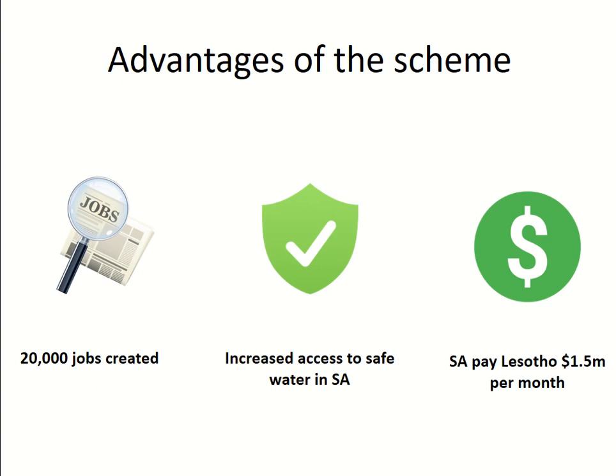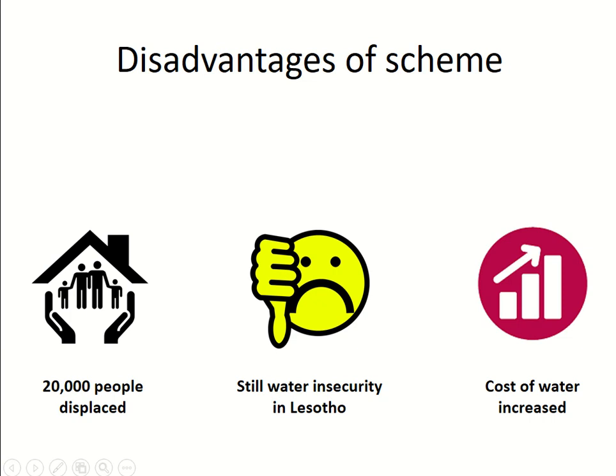You can see that in terms of jobs, in terms of safe water, and in terms of the economic impact on Lesotho, it's all been very positive. However, there were some obvious disadvantages as well. So when they were building all these dams and reservoirs and tunnels, 20,000 people were displaced, which meant they had to leave their homes. Entire villages were abandoned, and there was quite a lot of resentment about that at the time, because people had been living in these areas in Lesotho for generation after generation, and suddenly, because of this new project, they would then have to leave.